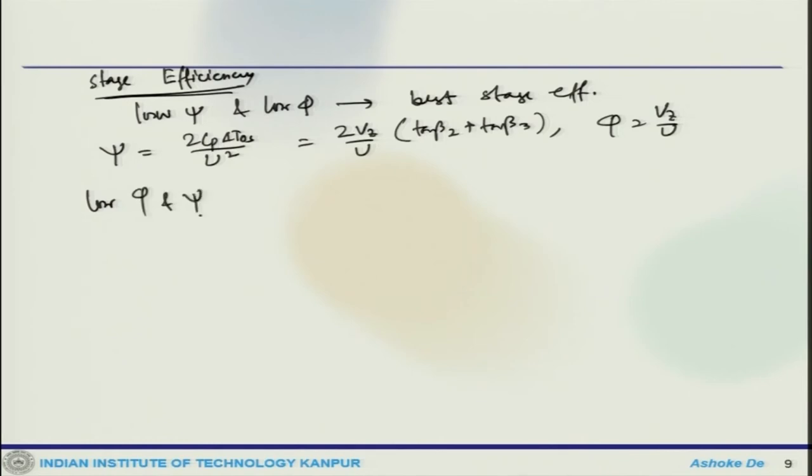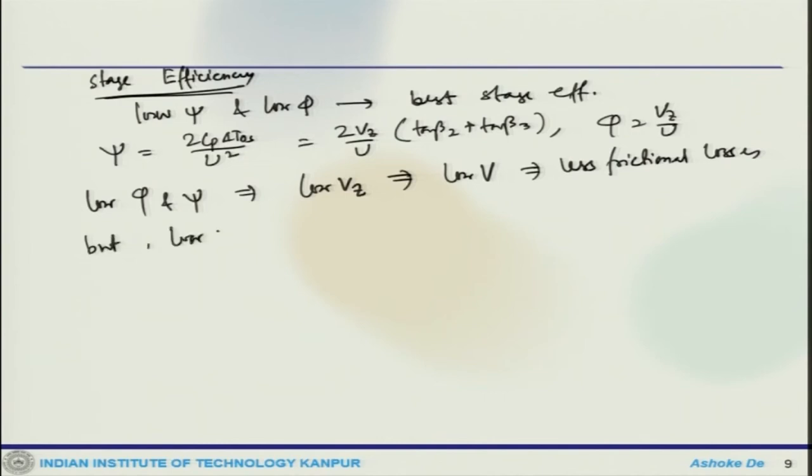Low phi and psi means low Vz, which means low V, less frictional losses, but low psi means low delta Ts, which needs more stages. So, on one hand we have low frictional losses, and on the other hand because of this low psi we need more stages.